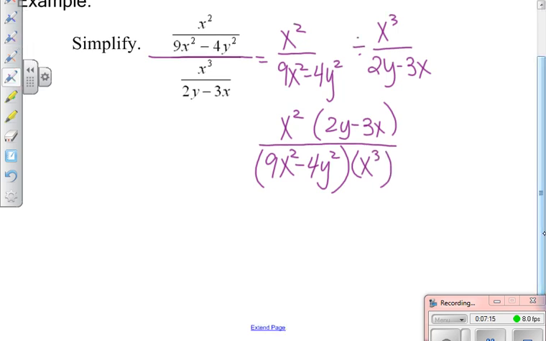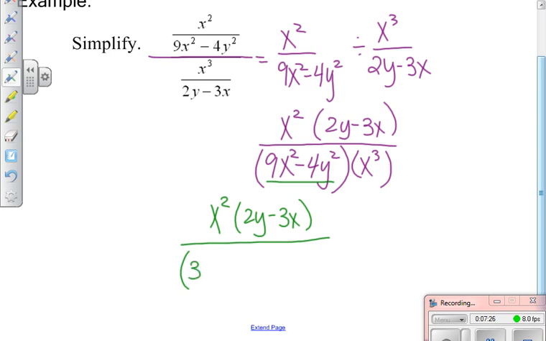Now I can go ahead and factor. This is a difference of perfect squares. So I have x squared times 2y minus 3x, no factoring there, all over 3x plus 2y and 3x minus 2y times x cubed.